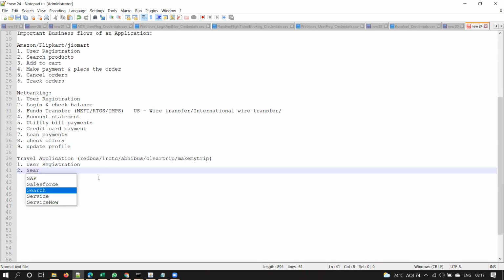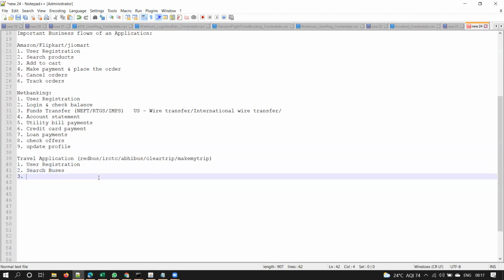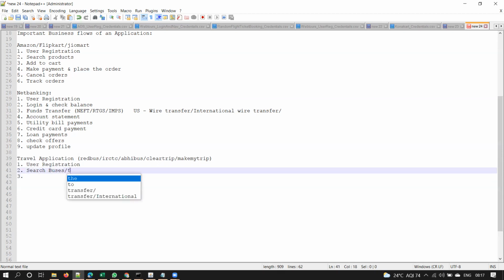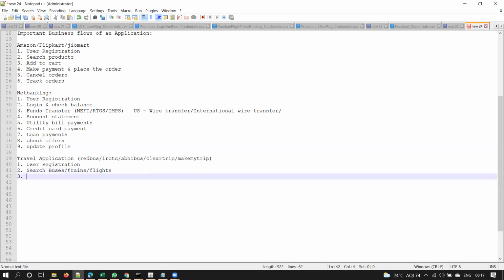We will check the offers. Search for buses. Someone is saying offers, everything. Okay, yes. So search for buses, or trains, or flights, right? Next, what else? Search for the packages. Search packages.